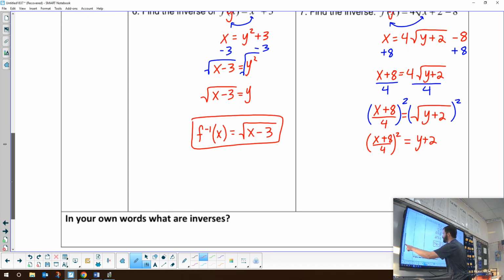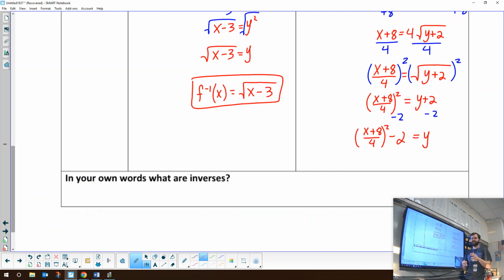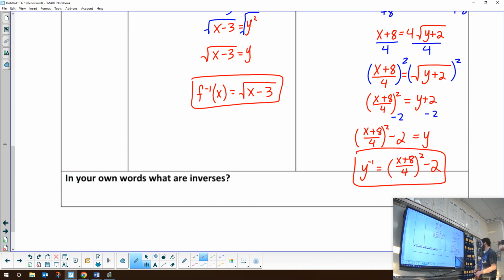And then, last but not least, I'm going to need to minus this 2 over. Okay, so we're going to end up with y equals x plus 8 over 4 squared minus 2. All right, and the last thing I want to do, rewrite it. Rewrite it because you have to show it's an inverse, so you have to use a negative 1. So I'm going to go y to the negative 1 equals, parentheses, x plus 8 over 4 squared minus 2.